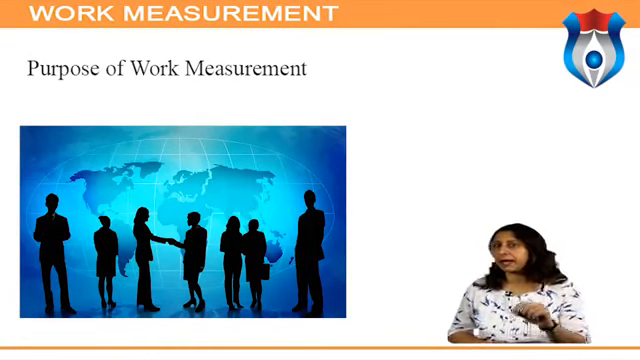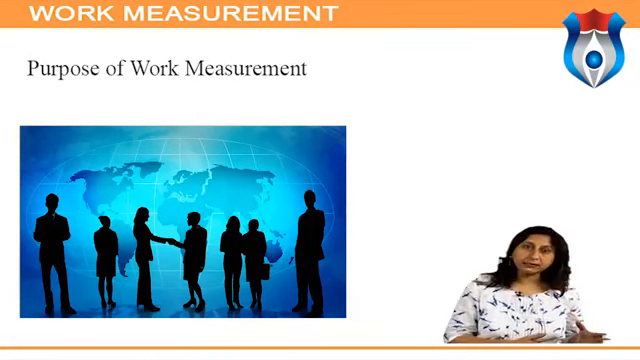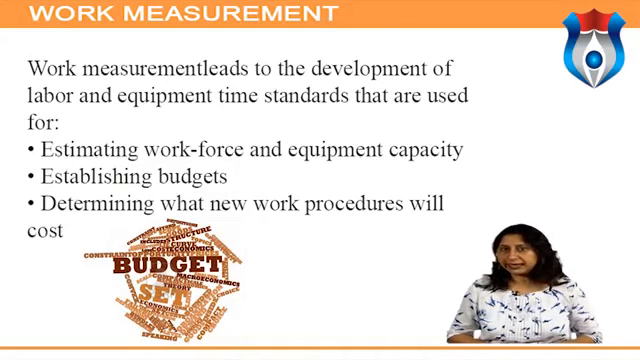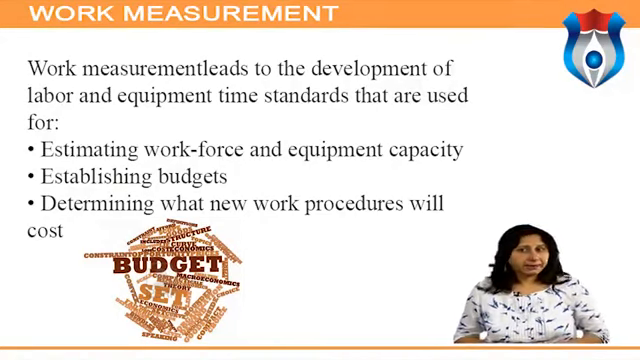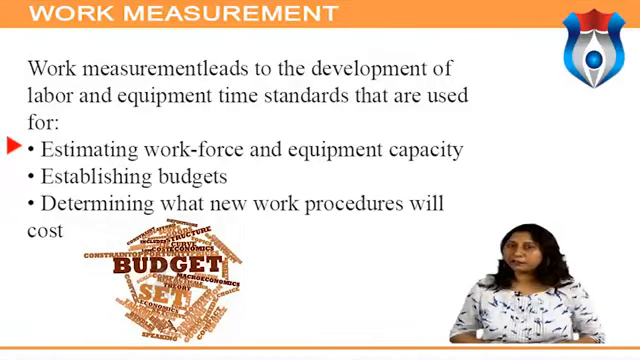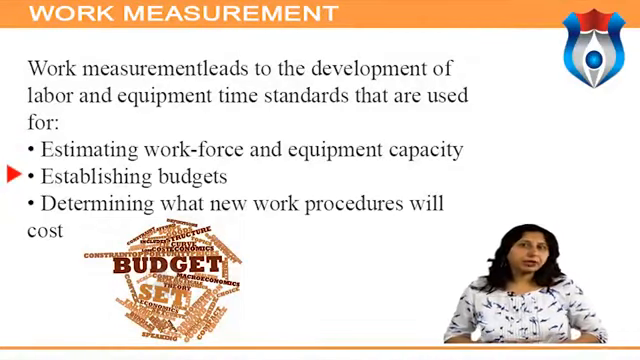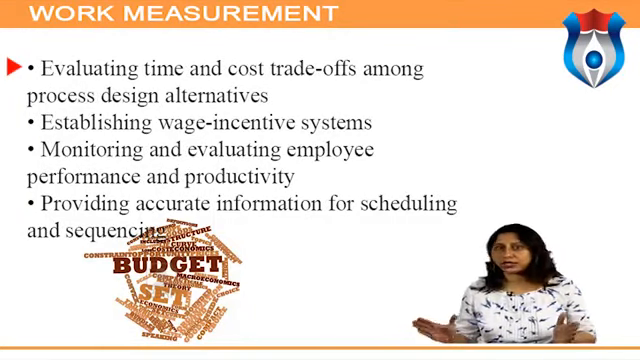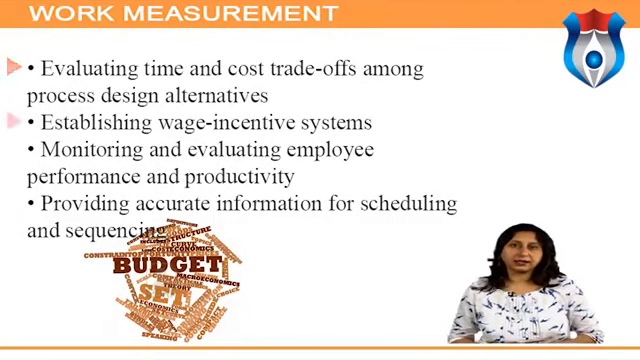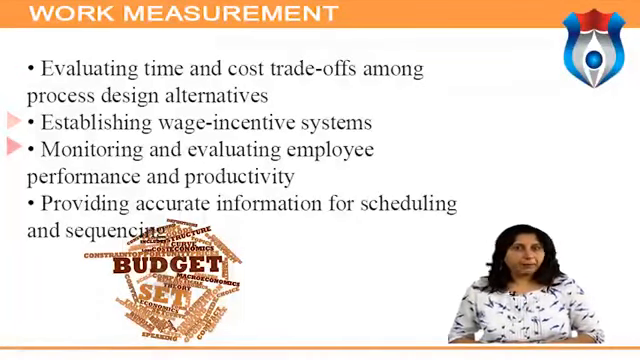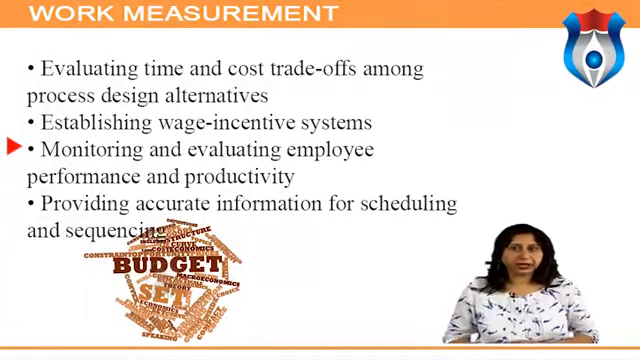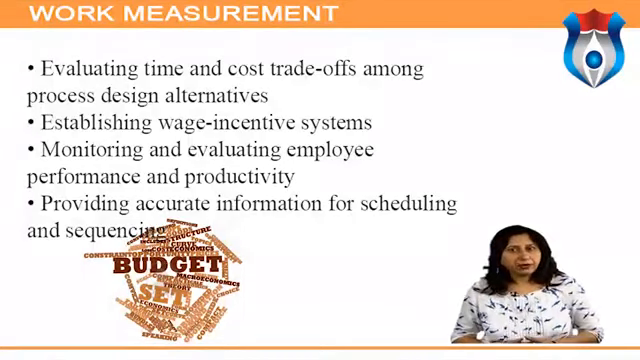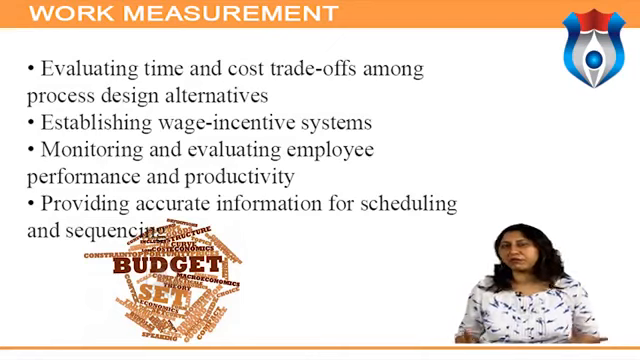Work measurement is a systematic procedure for the analysis of work and determination of times required to perform key tasks in processes. Work measurement leads to the development of labor and equipment time standards that are used for estimating workforce and equipment capacity, establishing budgets, determining what new work procedures will cost, evaluating time and cost trade-offs among process design alternatives, establishing wage incentive systems, monitoring and evaluating employee performance and productivity, and providing accurate information for scheduling and sequencing. Without accurate time standards, it is impossible to perform these tasks.